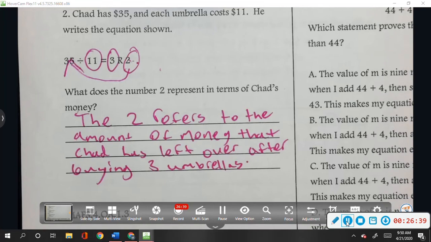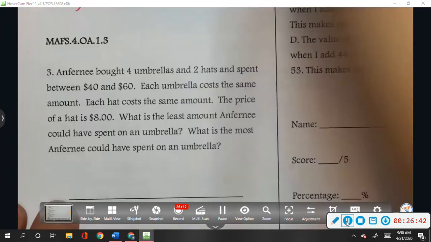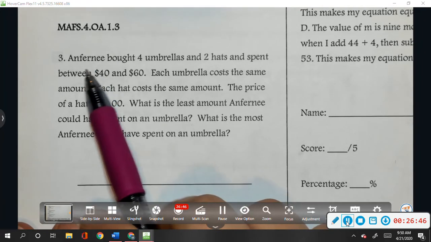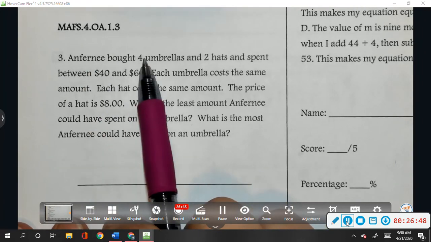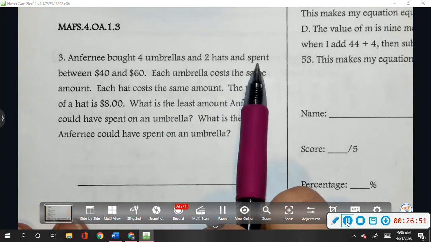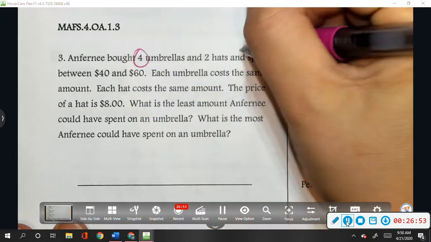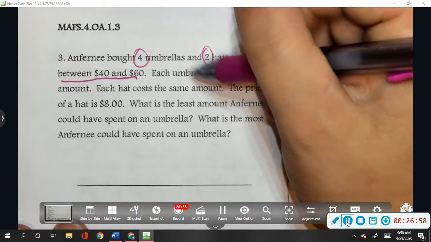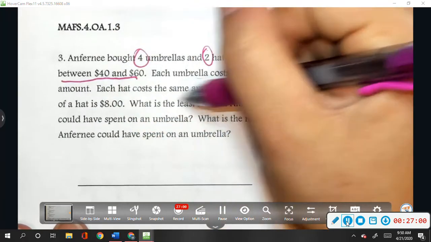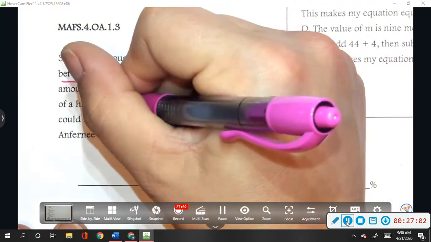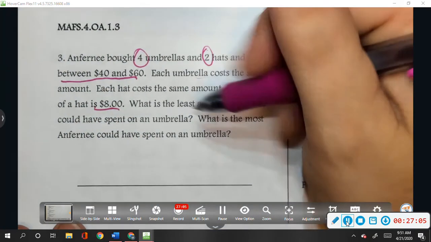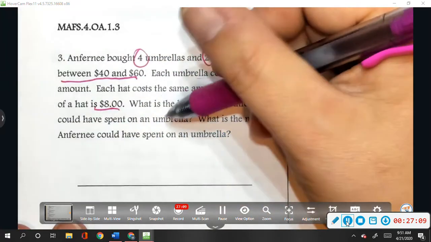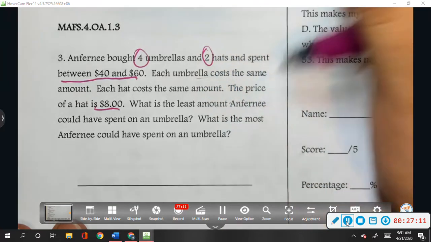Alright, number 3. Ooh, that's going to be a hard word to pronounce. Fernie. It's an interesting name. Fernie bought 4 umbrellas and 2 hats, and spent between $40 and $60. Each umbrella is going to cost the same. Each hat's going to cost the same. The price of the hat is $8. What is the least amount Fernie could have spent on an umbrella, and what is the most Fernie could have spent on an umbrella?